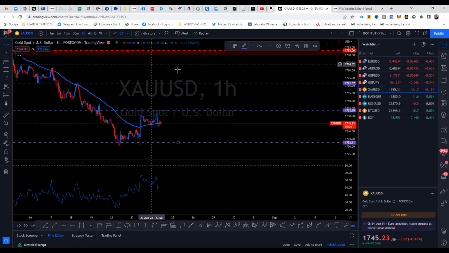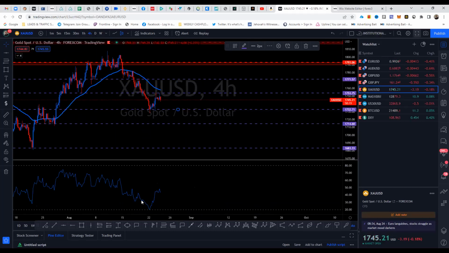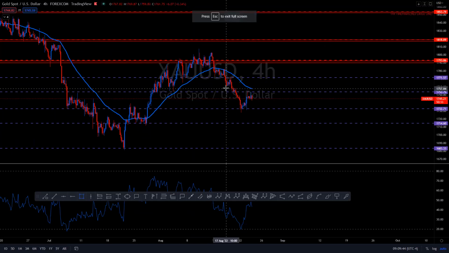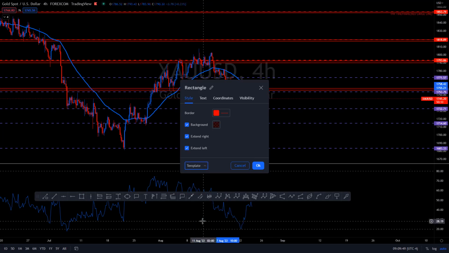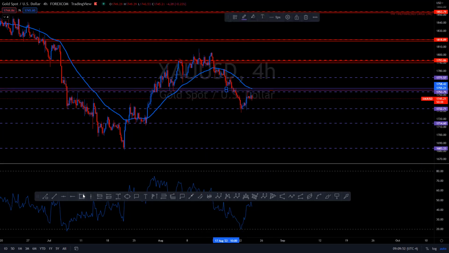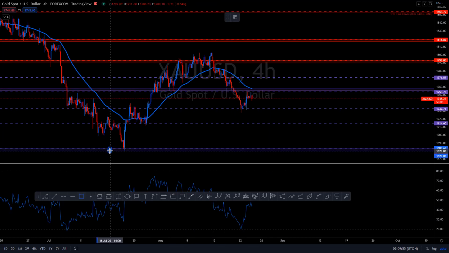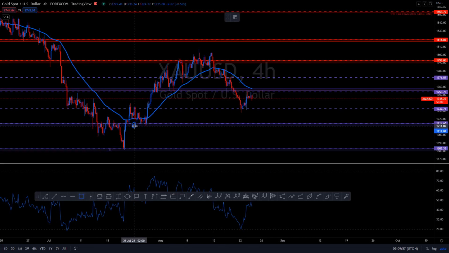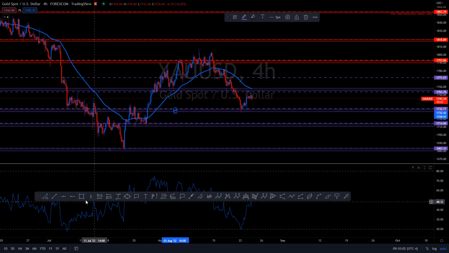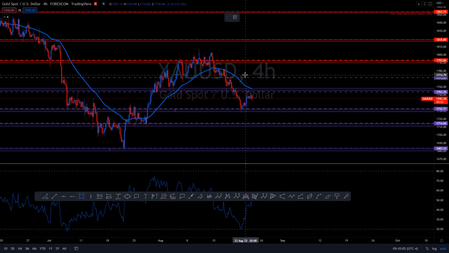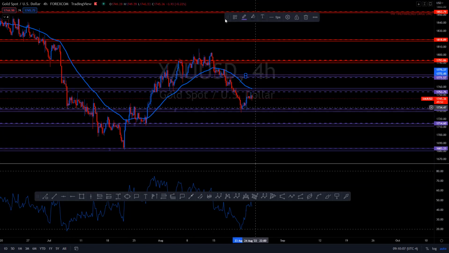So let's go to the 1 hour. We can see that price is truly rejecting this area. I forgot to draw my zones. Let me do that. All right, great. So let's go to the 1 hour.